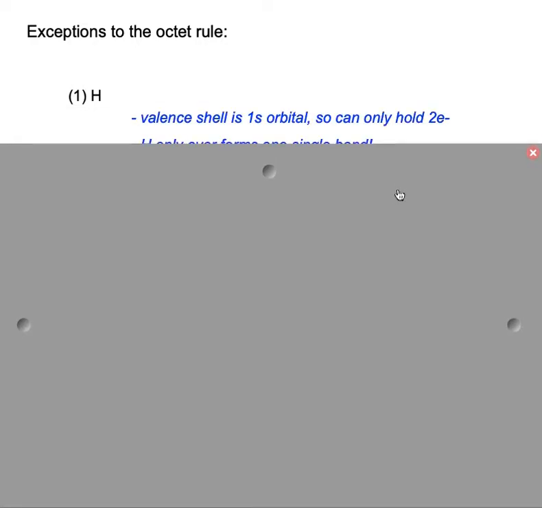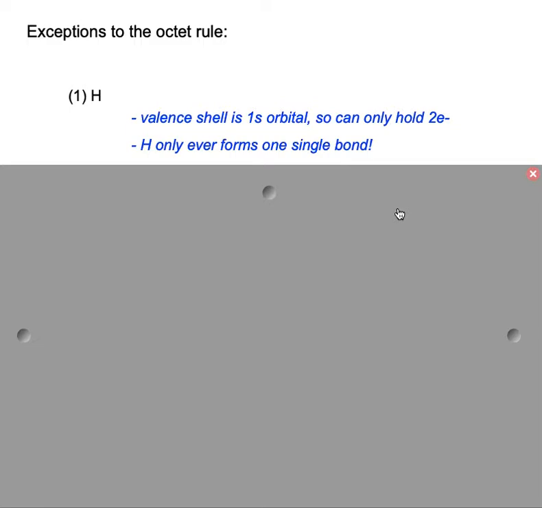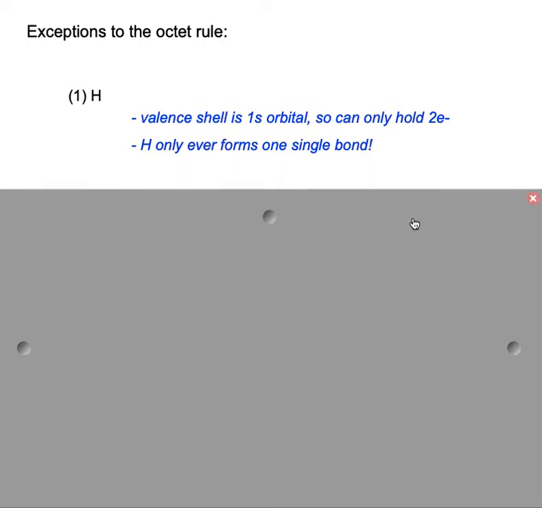Obviously, hydrogen cannot have 8 electrons around it. Its valence shell consists of just the 1s orbital, which can only hold 2 electrons. So the only thing you'll ever see hydrogen do in a Lewis structure is form one single bond. It will never form a multiple bond. It will never form 2 bonds. It can never have a lone pair.